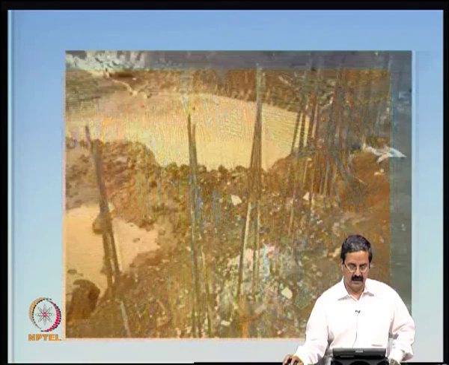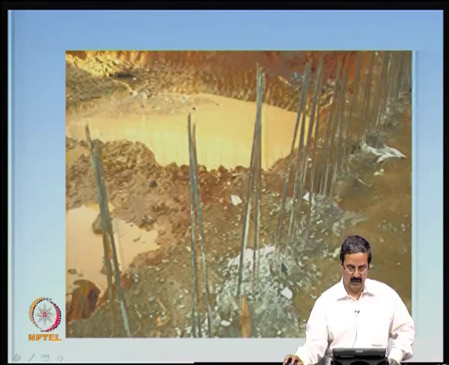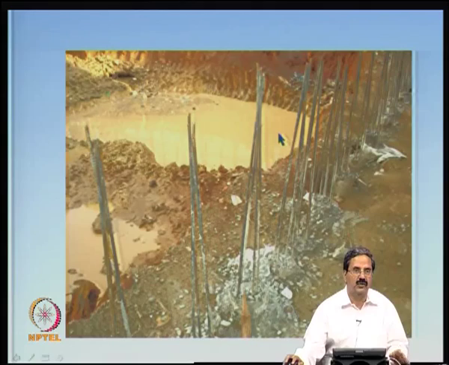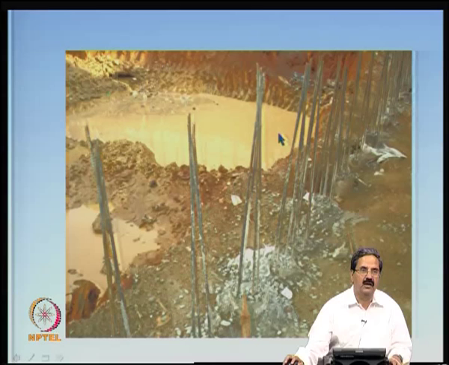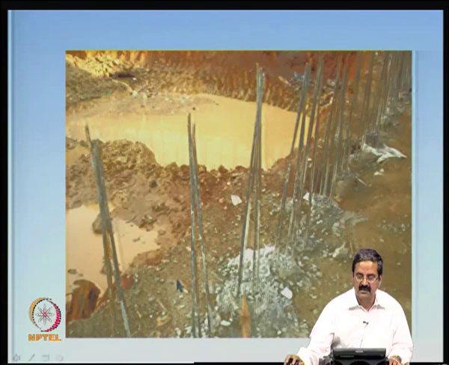Then you can have another close look. You can see that there is a water table. When you have a water table, it is not easy to do. If there is a water table at the bottom of the foundation, the possibility is that it can collapse. So there you can see all the micropiles, which have about 1, 2, 3, 4 members.